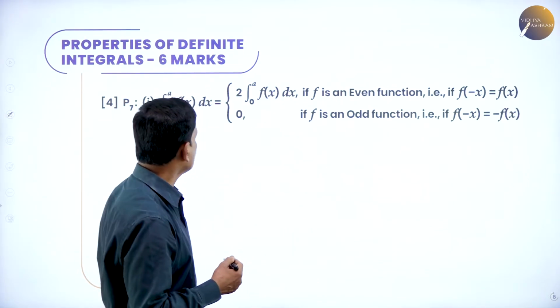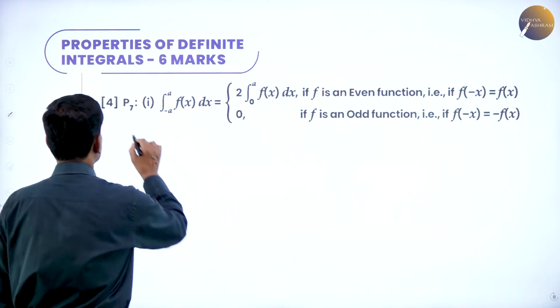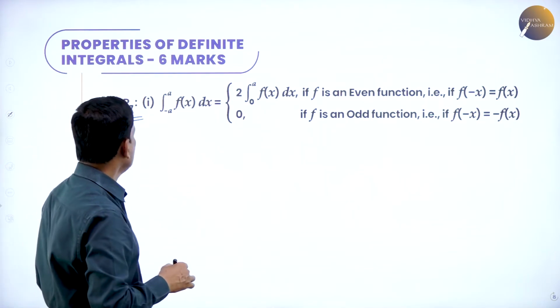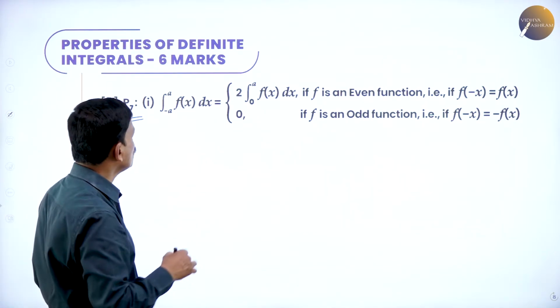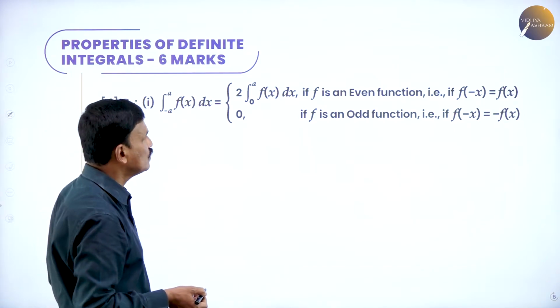Now let us come to the next problem. Same type of problem, property number 7: integral minus a to a f of x dx is equal to 2 times 0 to a f of x dx if f of x is an even function.